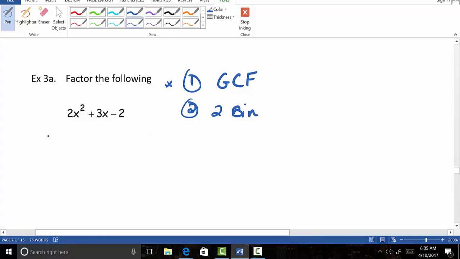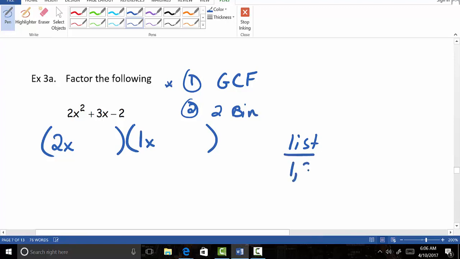So setting up our parentheses, we end up then with what times what gives us 2x squared? Well, we would need a 2x and a 1x to accomplish that and get that 2x squared. And then lastly, we have this number 2. And when we make the list for the factors of that last number 2, we end up with just 1 and 2. Now, the 1 and 2 may need to be strategically placed in certain positions.